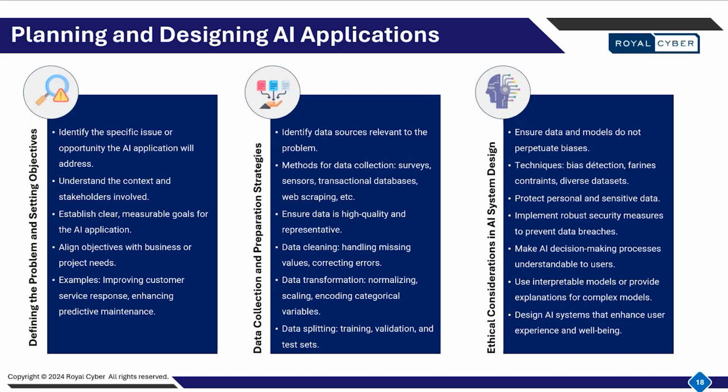Ethics must be at the forefront when designing AI systems. This means ensuring that your data and models do not perpetuate biases which can lead to unfair outcomes. Techniques like bias detection and fairness constraints, as well as using diverse data sets, can help mitigate these risks. Protecting personal and sensitive data is also critical. Implement robust security measures to prevent data breaches and unauthorized access.